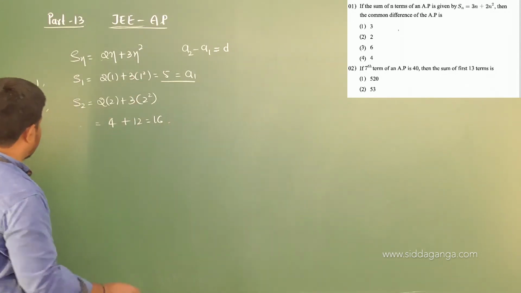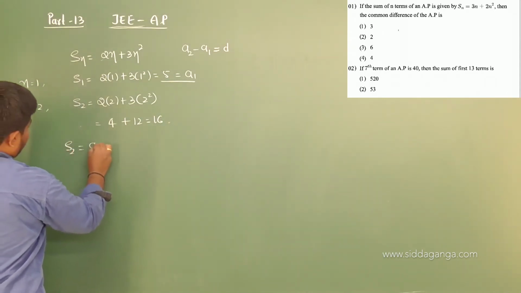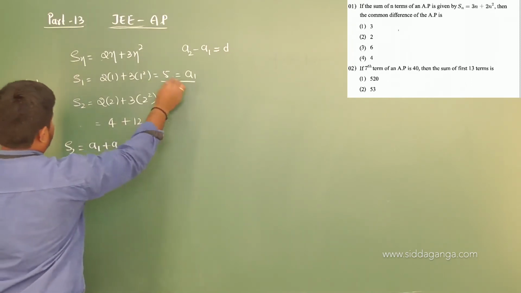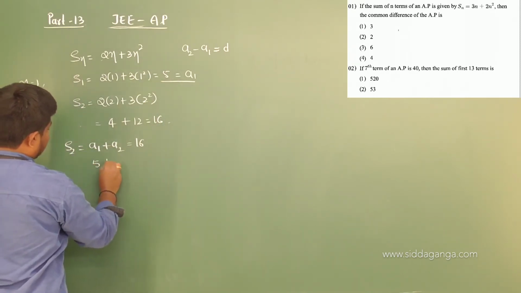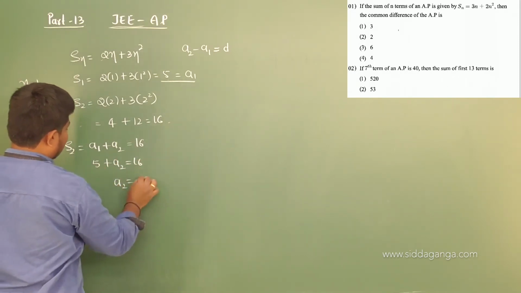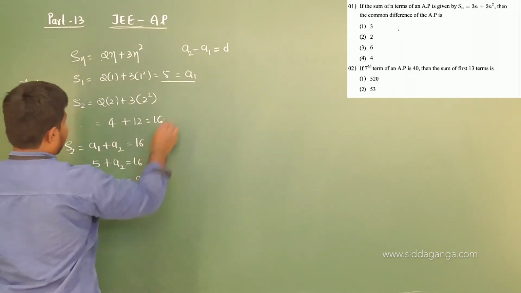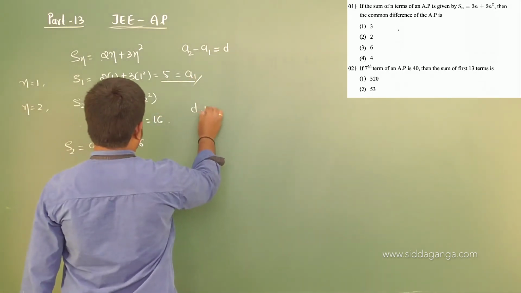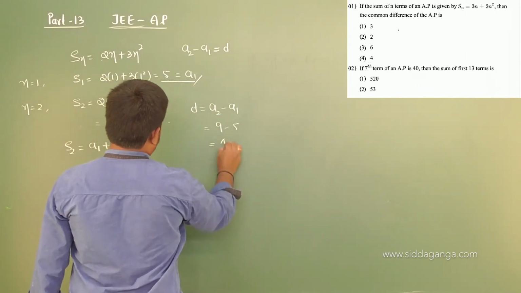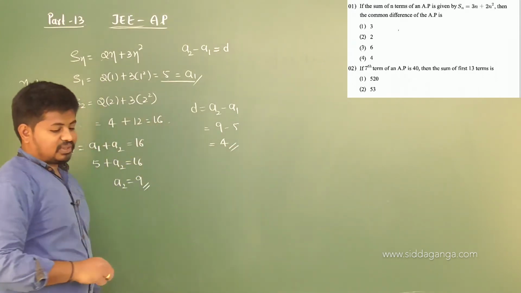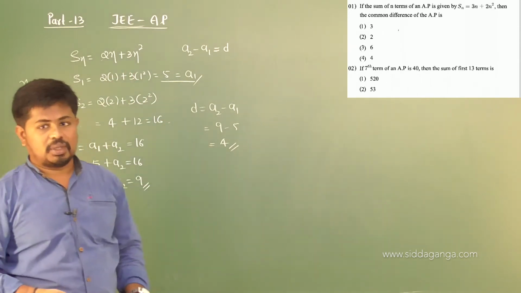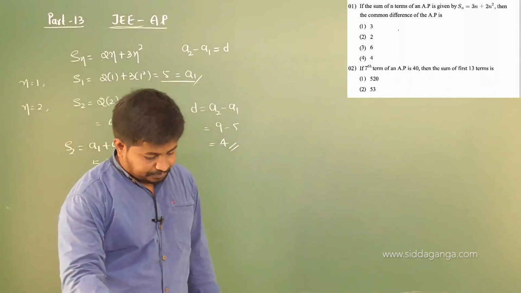Now S2 is a1 plus a2, the sum of the first two terms, that is equal to 16. a1 is 5, so 5 plus a2 is equal to 16. So a2 is 16 minus 5, that is 11. So your d is equal to a2 minus a1, that is 11 minus 5, which is 6. That is the common difference of the AP whose sum of n terms is 2n plus 3n square. So option 4 is the correct option.